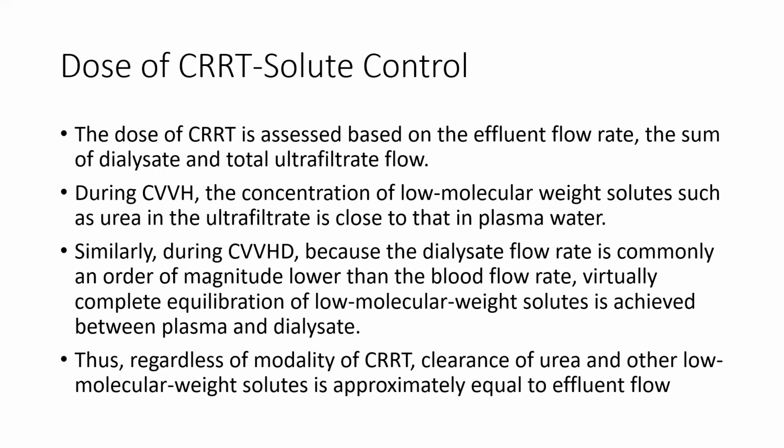The dose of CRRT is assessed based on the effluent flow rate, the sum of the dialysate and the total ultrafiltrate flow. During CVVH, the concentration of low molecular weight solutes such as urea in the ultrafiltrate is close to that of the plasma water. Similarly, during CVVHD, because dialysate flow rate is commonly an order of magnitude lower than that of the blood flow rate, virtually complete equilibration of low molecular weight solutes is achieved between the plasma and dialysate. Thus, regardless of modality of CRRT, clearance of urea and other low molecular weight solutes is approximately equal to the effluent flow.